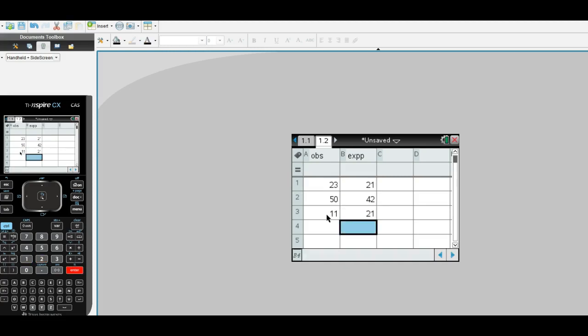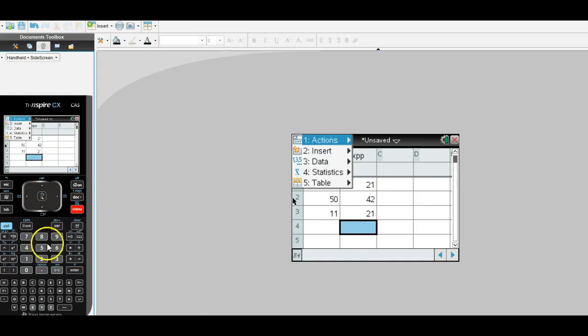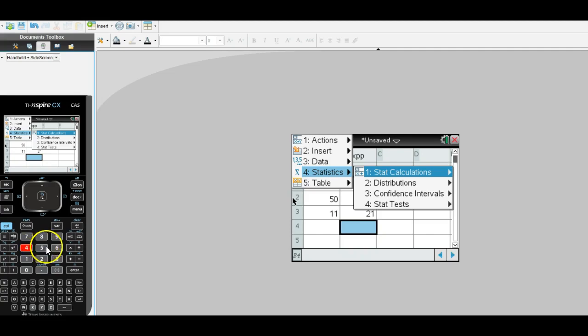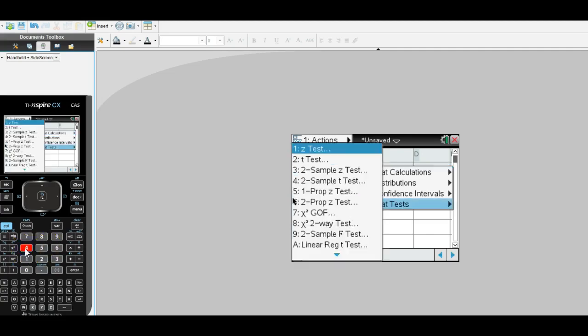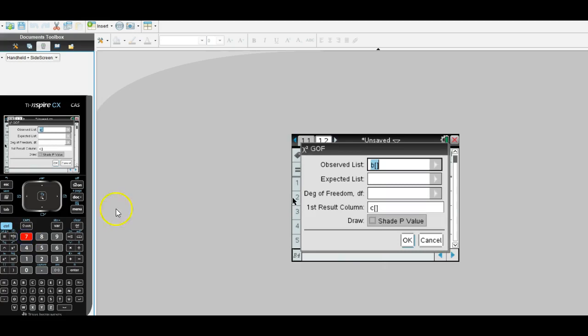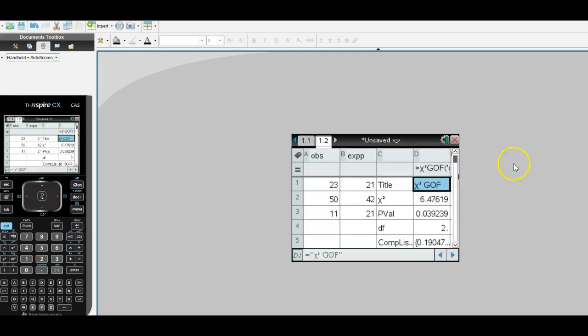So we can see the expected counts and observed counts are not exact, but the idea of chi-squared is to test, are they significantly different from each other? So I'm going to go menu, number 4 for statistics, stat tests, and let's find chi-square goodness of fit, number 7. My old calculator yesterday didn't have it. For my observed list, I'm going to click in here. That's the one I called OBS. Expected list, I called it EXPP. And degrees of freedom, remember this is number of categories minus 1. So we have 3 categories minus 1, that'll be 2 degrees of freedom. We click OK, and we are good to go.